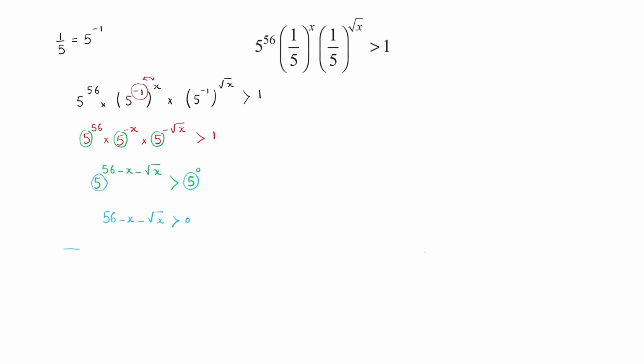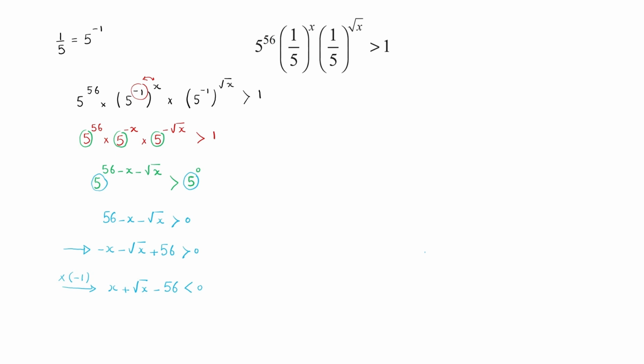I would like to write that in the order of the leading term. So minus x minus root x plus 56 greater than 0. If I multiply that by negative 1, I can get rid of all those negative x and negative root x. So x plus root x minus 56 less than 0. Why less? Because I multiplied by a negative number.